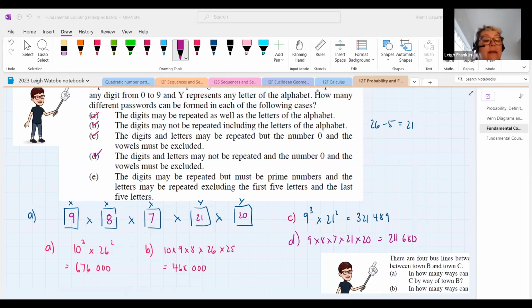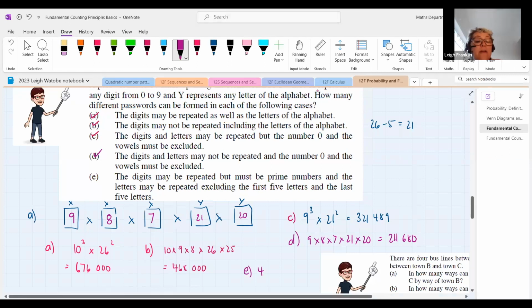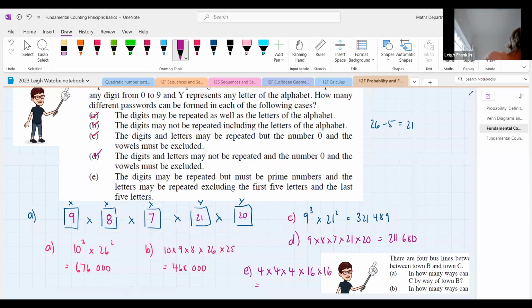Okay, so now we've got 4 ways of filling the first block, because we can repeat, 4 ways of filling the second, 4 ways of filling the third, by 16 by 16. In other words, 4 cubed times 16 squared number of ways, and as you guys are saying, it would be 16,384 ways in which that could happen.